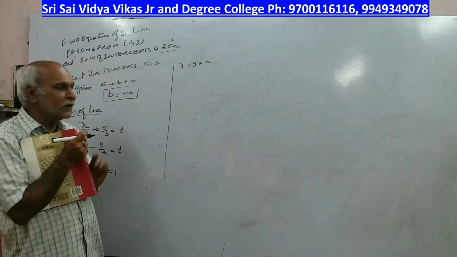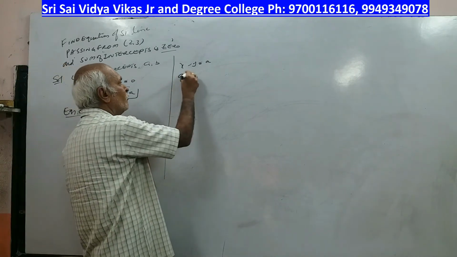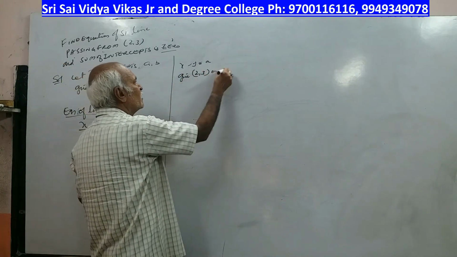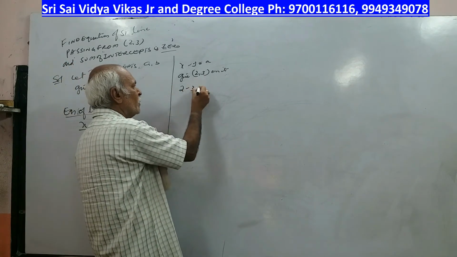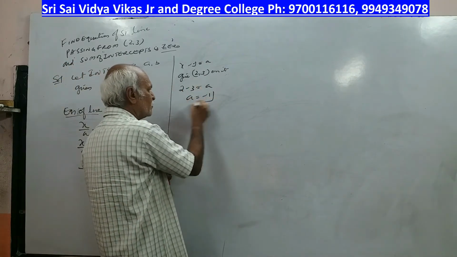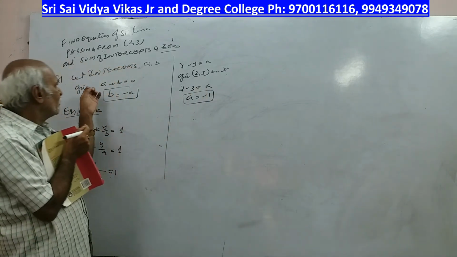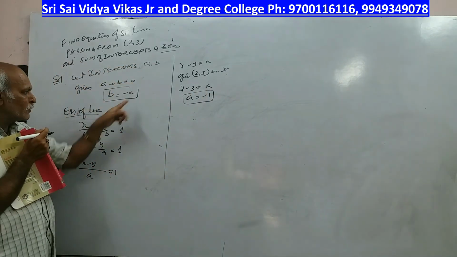Now how to find a value? Which point is given, sir? (2, 3) lies on it. And the x value is 2. 2 minus 3 is equal to a. A is equal to minus 1. Means what? We have applied a plus b is equal to 0. From this, b is equal to minus a.